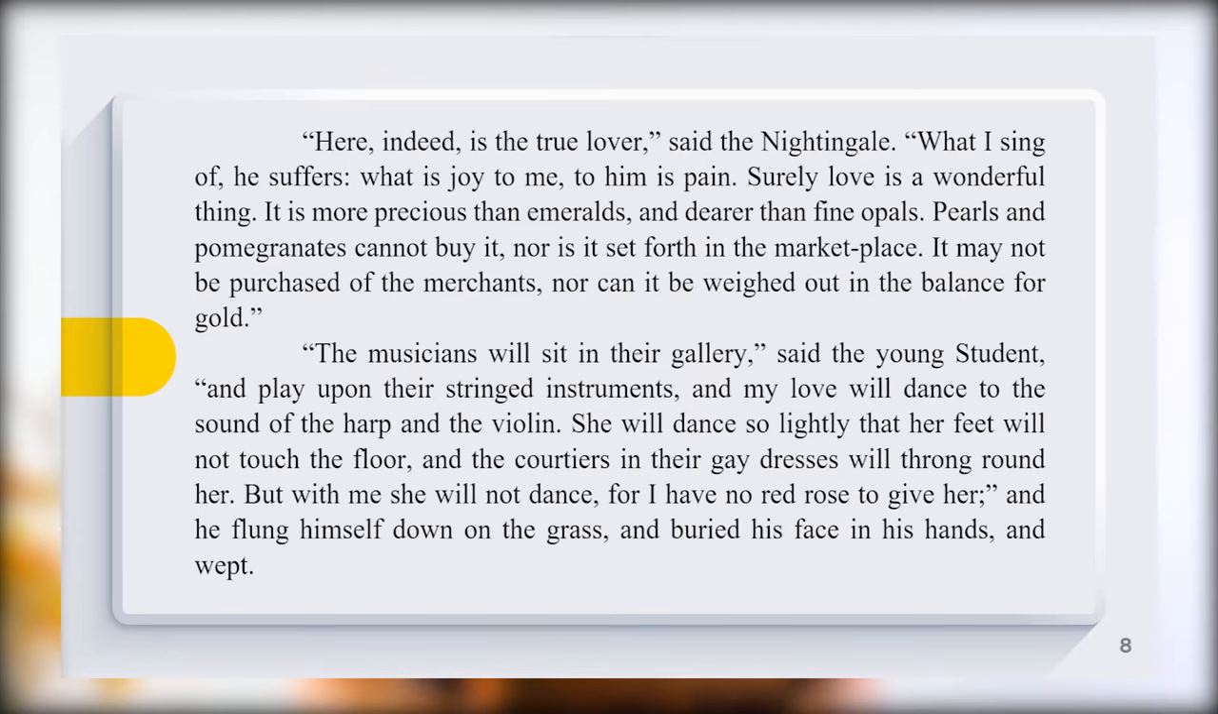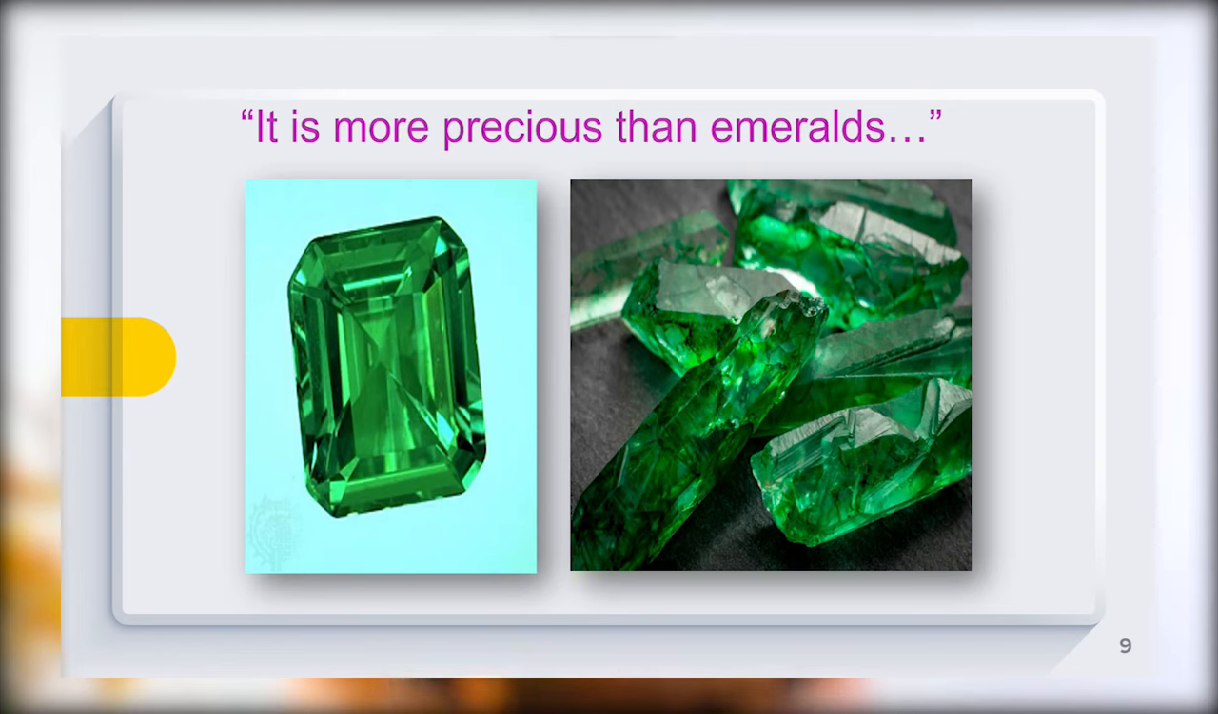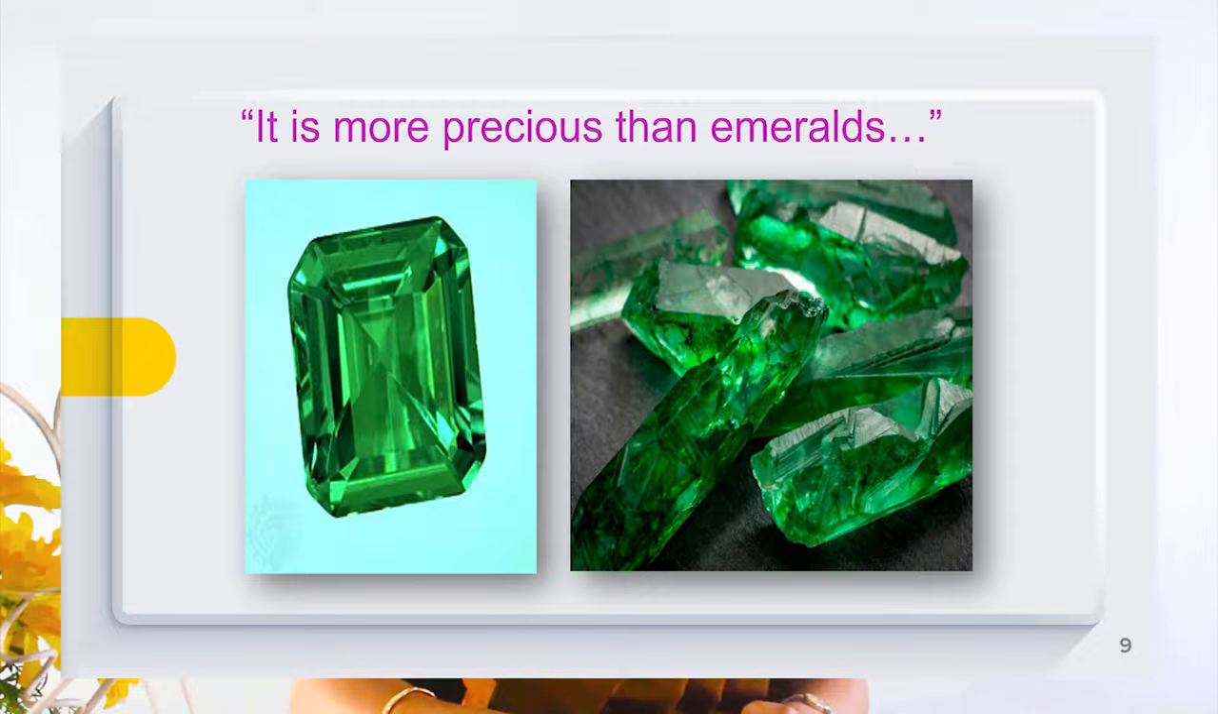Surely love is a wonderful thing, right? It is more precious than emeralds, right? Emeralds කියන්නේ green color, බොහොම precious stone එකක් දරුවනේ, මැණික් වර්ගයක්. Similes plus comparative adjectives use කරලා තියෙනවා නේද? More precious than emeralds. ආදරය emerald වලට වඩා වටිනාකමින් වැඩියි. So that is how the Nightingale perceives love.